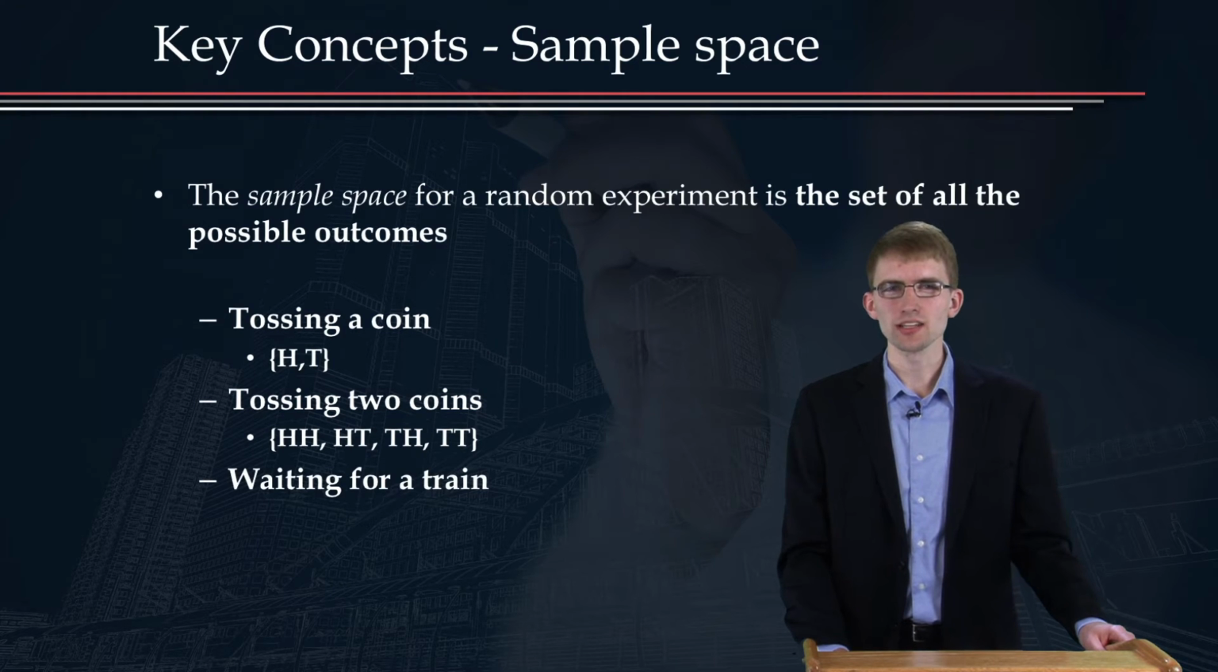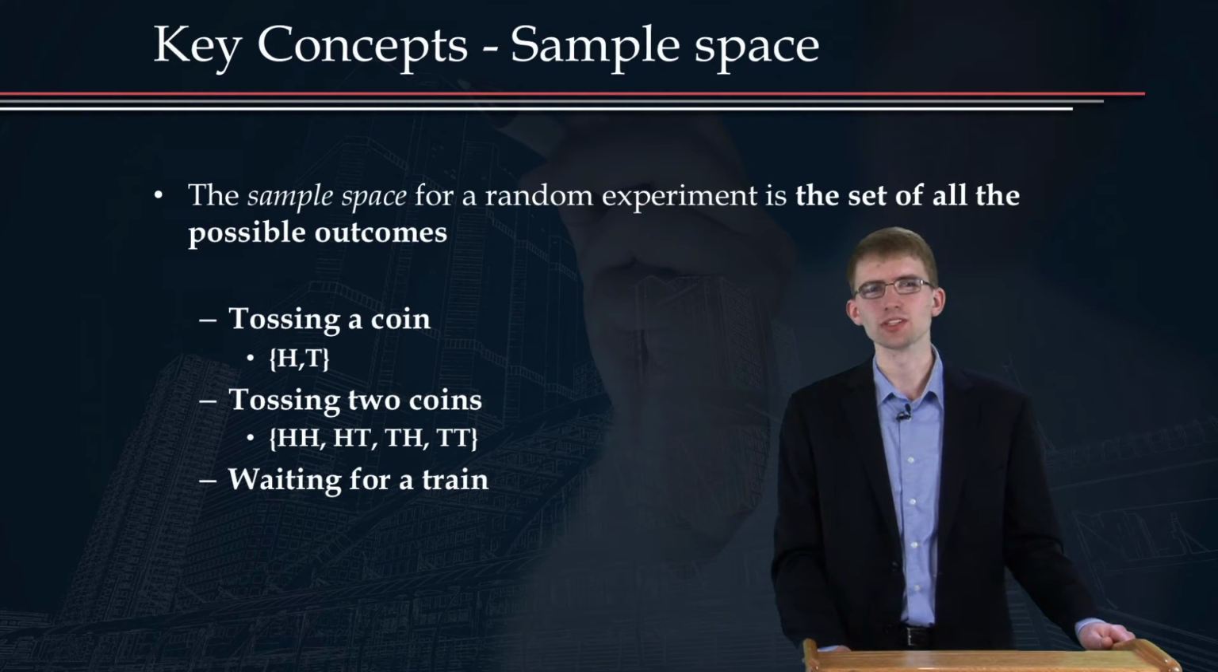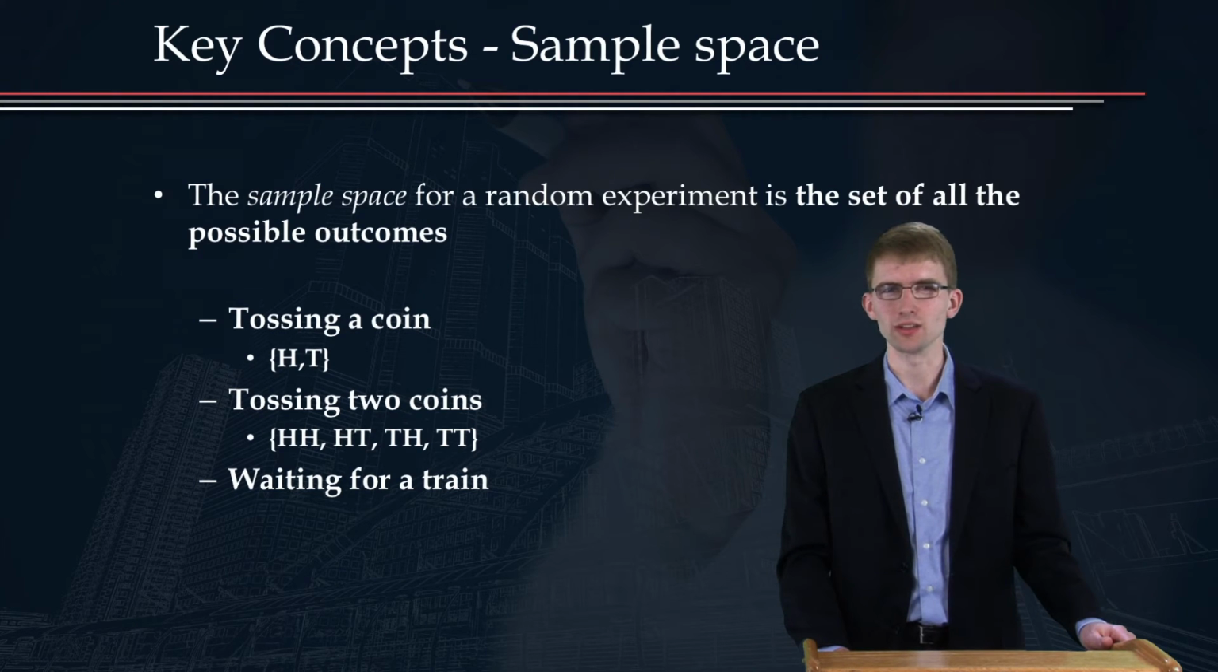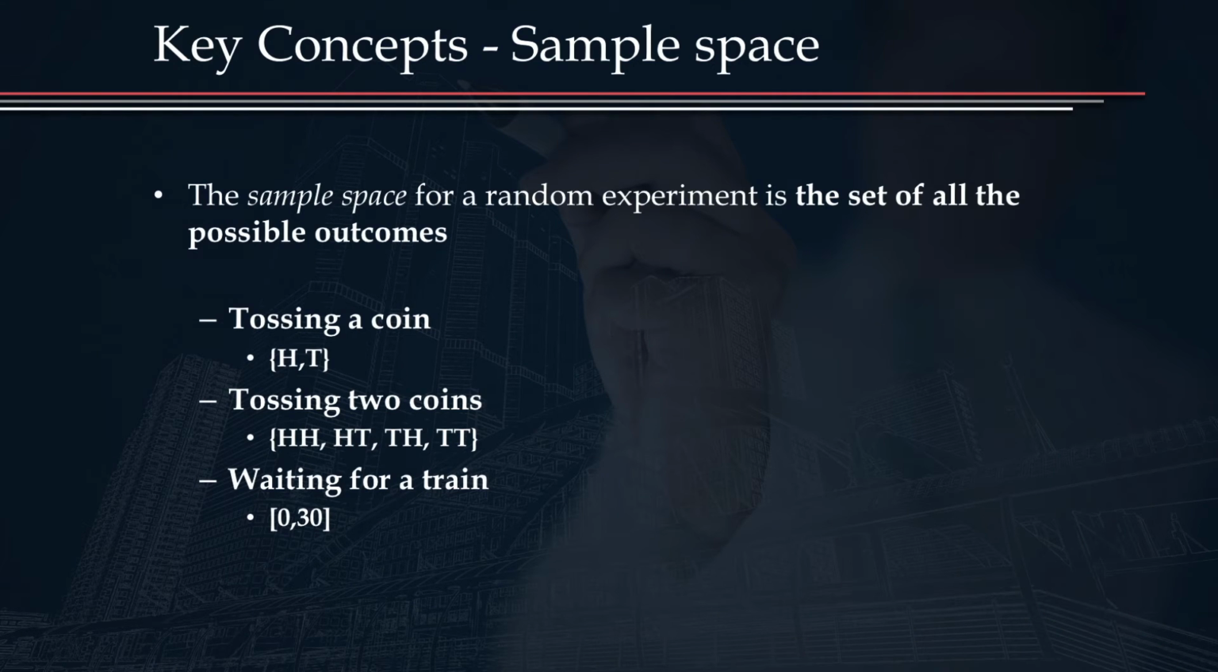Also, our waiting for a train example has a sample space which is a little bit different. This includes all numbers within some range. Let's say for simplicity that you know you'll not wait longer than 30 minutes at the absolute max for your train. This means that your sample space looks like this, where this is shorthand for any number between 0 and 30. So your train could come in 0 minutes or 15.576 or 30 minutes. But this encapsulates all of the possible outcomes, so it's the sample space.